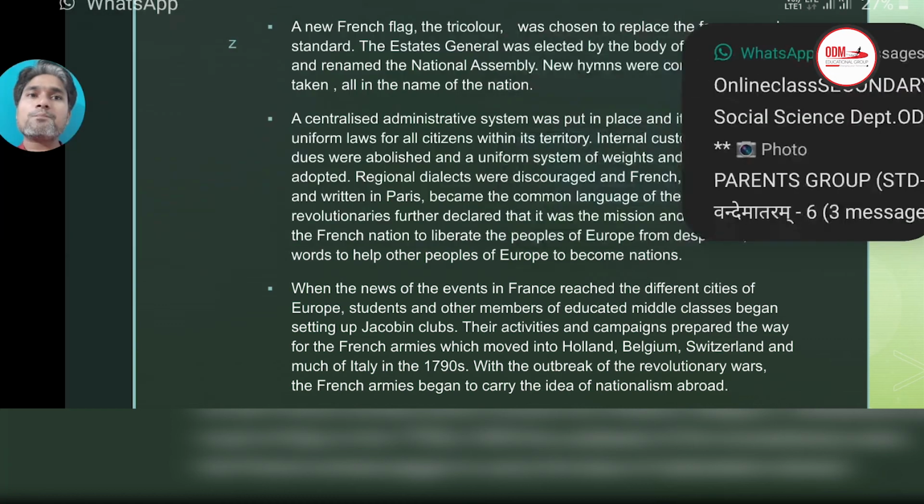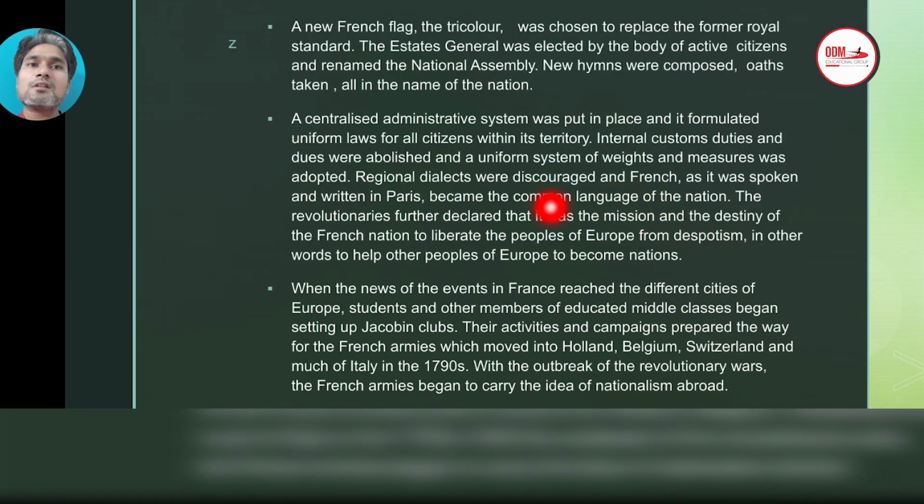The revolutionaries further declared that it was the mission and the destiny of the French nation to liberate the people of Europe from despotism. In other words, to help other people of Europe to become nations. So somewhere or the other, the French Revolution inspired the other nations as well to protest against injustice, to protest against the monarch, and to have their own identity, to fight for their rights.